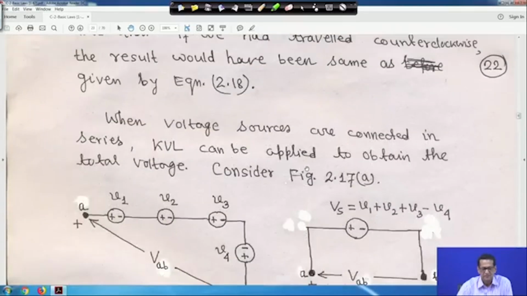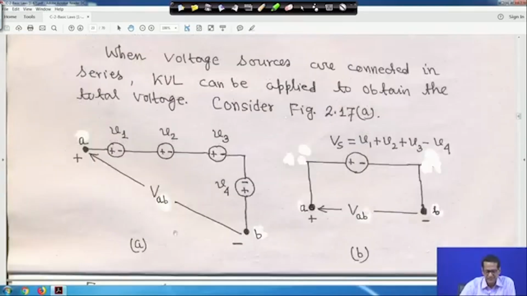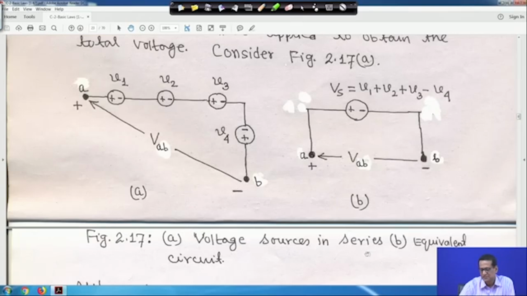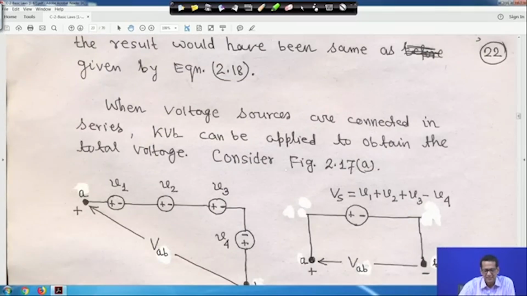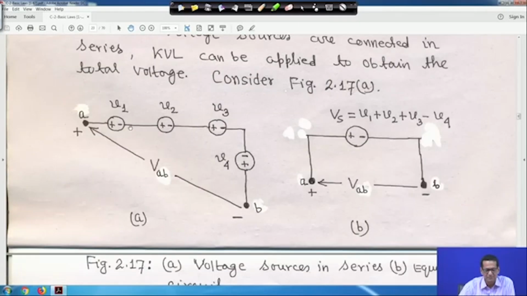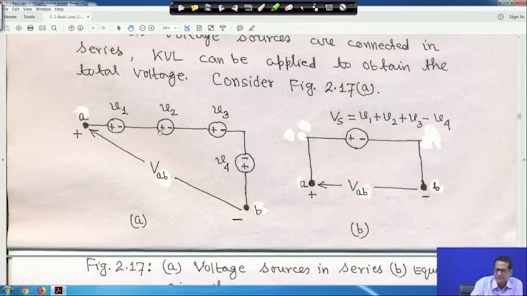Suppose you take another one, figure 2.17, voltage sources in series and the equivalent circuit. Suppose we take this particular circuit, where we have 3 voltage sources, V1, V2, V3, and there is one more, this is V4. Now, if you add the total voltage sources, if you move clockwise whatsoever, and this is your voltage VAB. Whether you move clockwise or anti-clockwise, it does not matter, you will get the same thing.